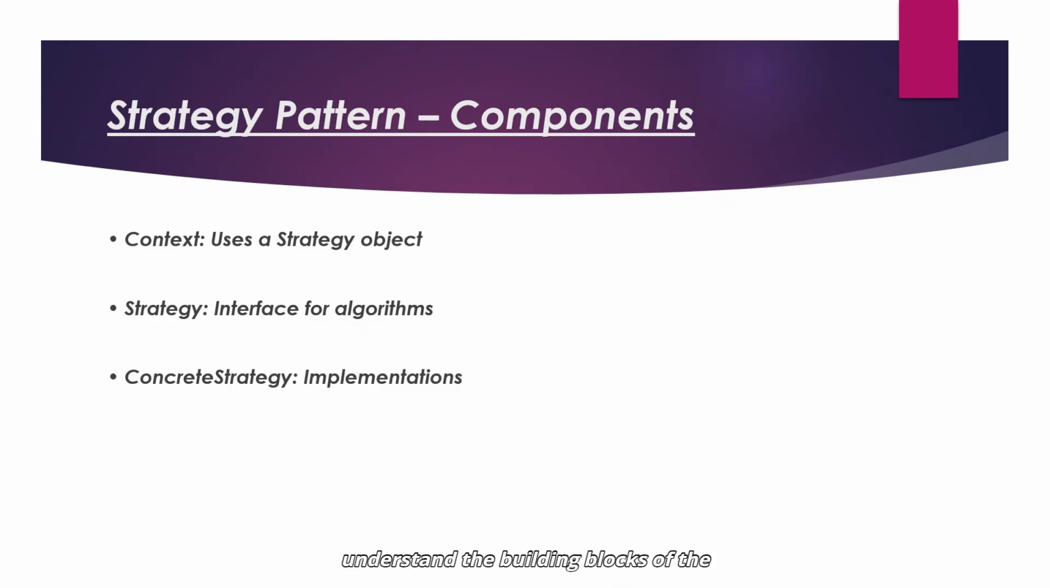Now let's understand the building blocks of the strategy pattern. First, the context class, which contains a reference to a strategy object and delegates it to perform a specific task. Then the strategy interface or abstract class. It defines a family of algorithms but lets the actual implementation vary independently. Finally, concrete strategies. These are specific implementations of different algorithms or behaviors. Using this approach, the context does not need to know the details of each behavior, promoting open-closed principle compliance: open for extension, closed for modification.